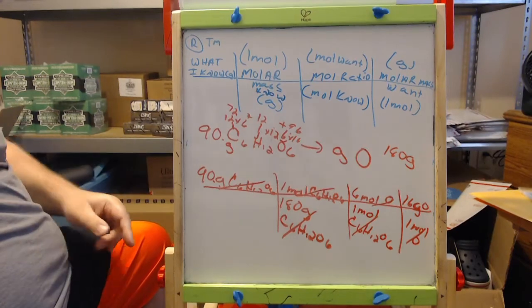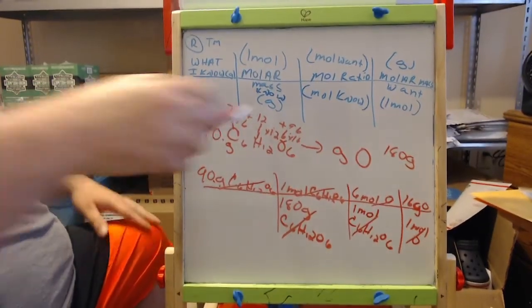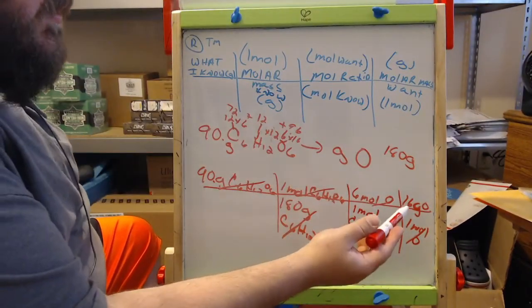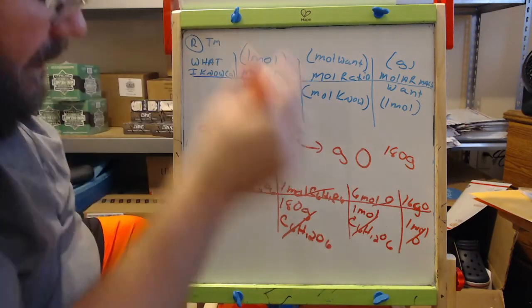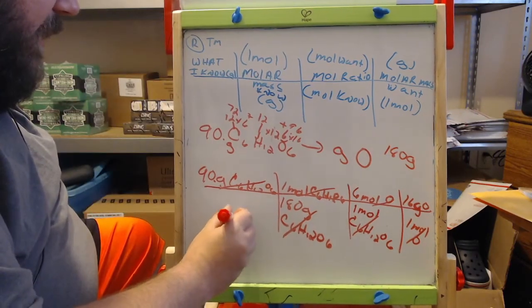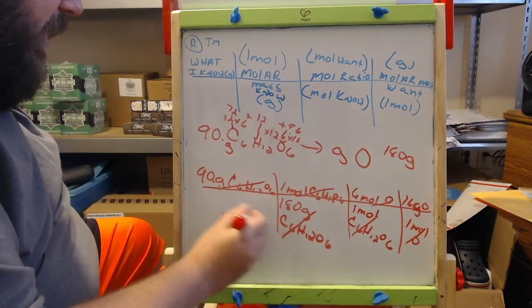Let's see, 0.5 times 6 is 3, I don't even have to put it in the calculator. 3 times 16 is 48. I believe it's 48 grams of oxygen.